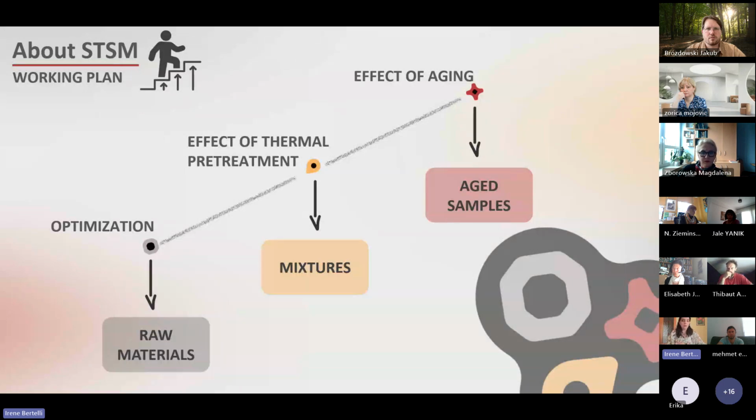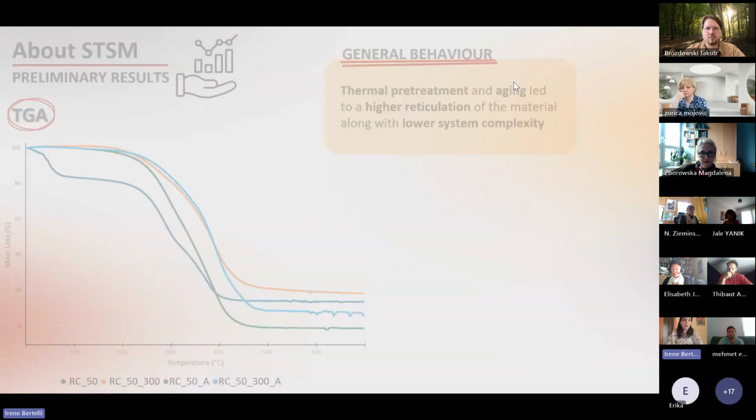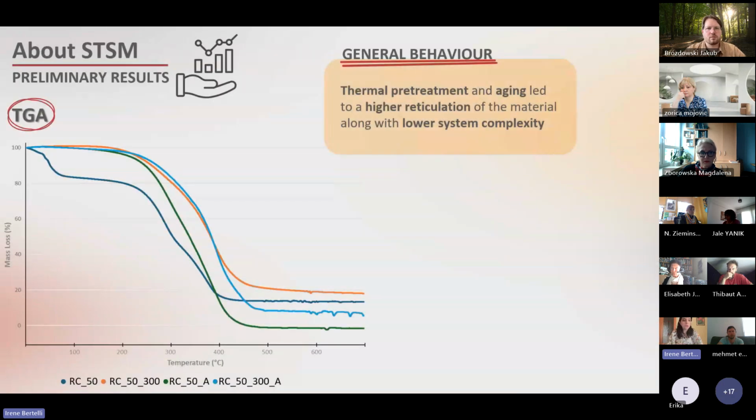So I want to discuss some examples of the preliminary results that I obtained. Here I reported the TGA curves for a sample made by a mixture of resin and beeswax, the blue curves, and the same sample but preheated at 300 degrees, aged, and both heated and aged. And what can we observe?